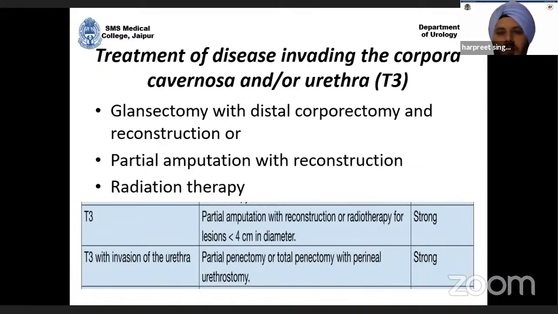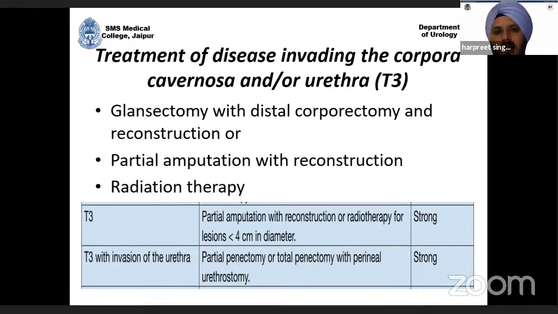For the management of disease that invades the corpora cavernosa with or without the urethra, the options are glansectomy with distal corporectomy and reconstruction, or partial amputation with reconstruction. The other option is radiotherapy. Also, for the T3 lesion, the EAU recommends partial amputation with reconstruction or radiotherapy for the lesions that are less than 4 centimeters.